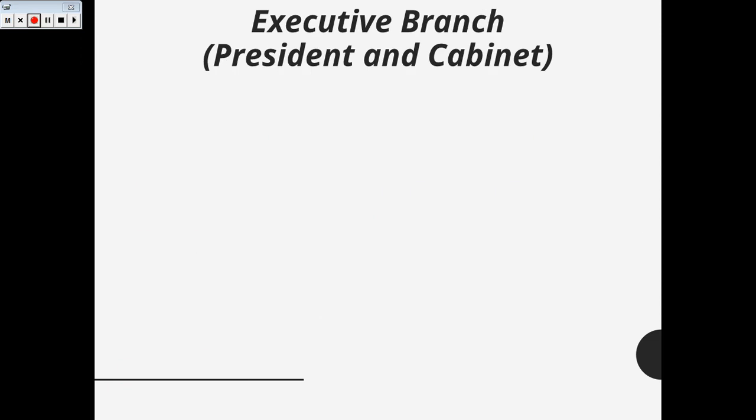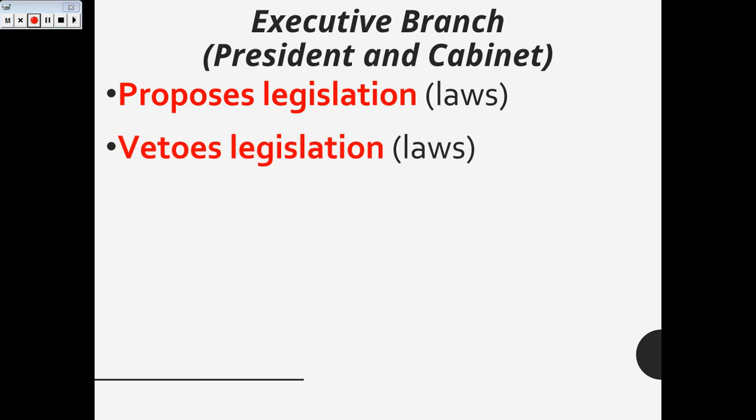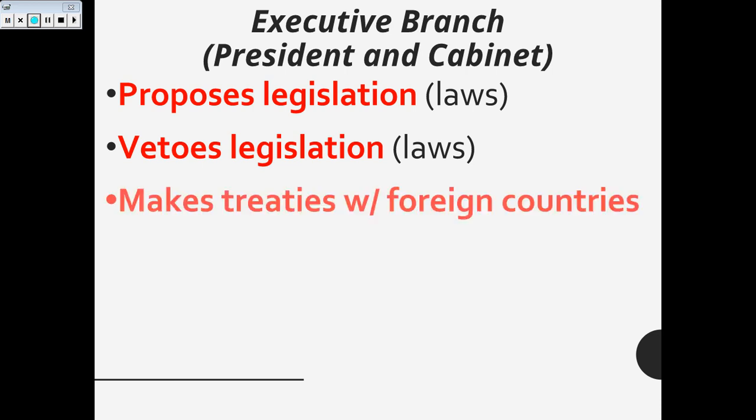So moving on to the executive branch, this includes the president and his cabinet members. The president and cabinet members together, obviously the president has to sign off on this, but they can propose legislation or laws to help make our country safer. The president can veto any legislation that comes forward on his desk. However, Congress can override a veto, so when the president vetoes something, that may not be the end of what happens with the bill.